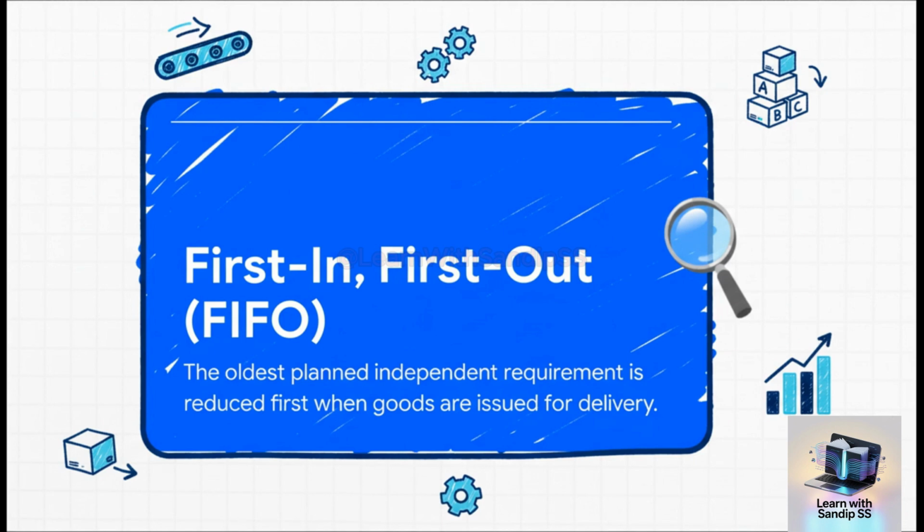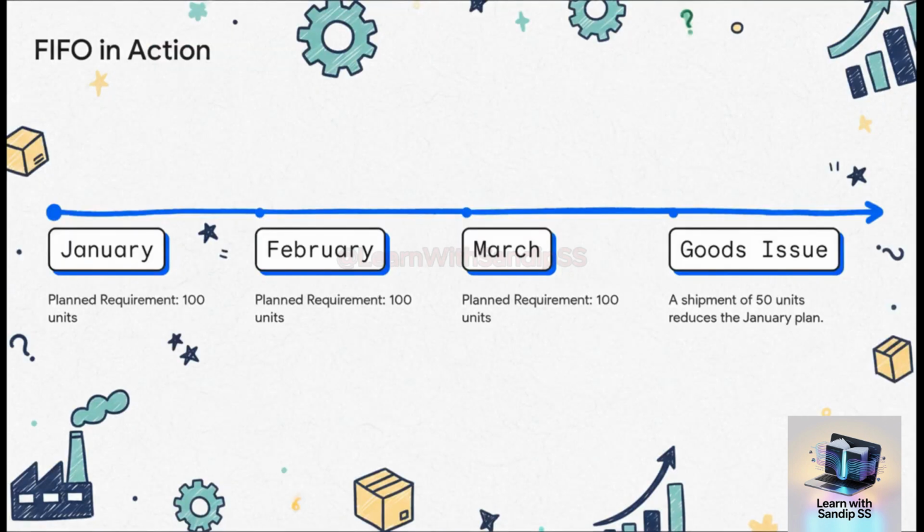Okay, so you might be wondering, how does the system actually keep track of this? Well, Strategy 10 uses a principle called first in, first out, or FIFO. All this means is that when a product gets shipped out, the system reduces the oldest forecast first. Let's see what that actually looks like. Check out the logic here. When those 50 units get shipped, the system doesn't just subtract 50 from the total. Nope, it specifically goes back and reduces the oldest plan, the one from January. This is just a really clean, chronological way of managing your demand program.